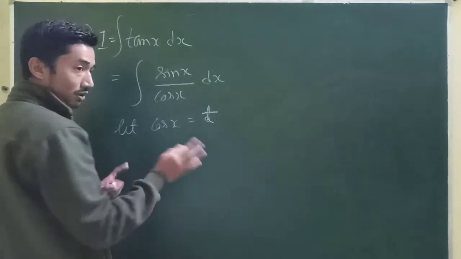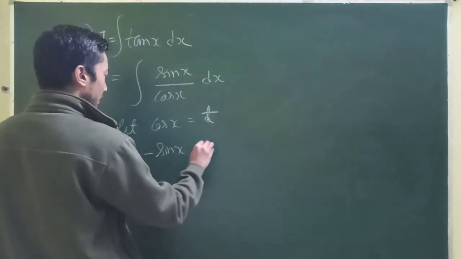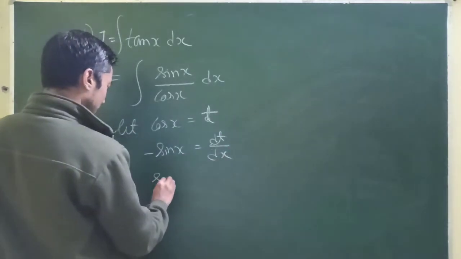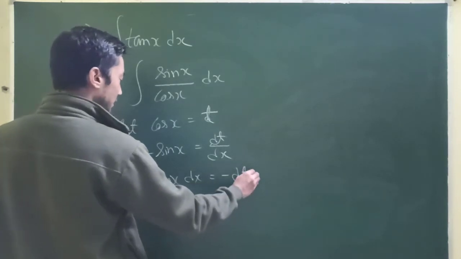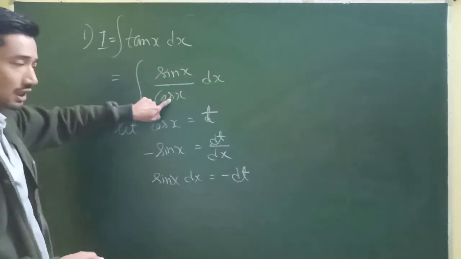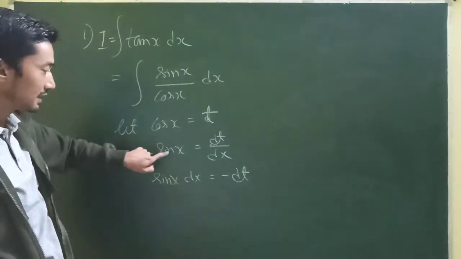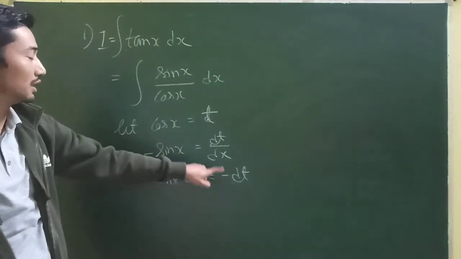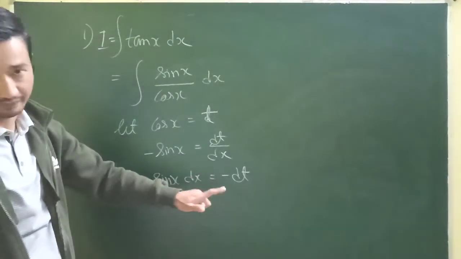Then I'll do directly: differentiating both sides, I'll have minus sin x dt by dx. So in that case, sin x dx is equal to minus dt. That's why I substitute cos x, because I knew that if I use cos x, I'll get sin x on the numerator. Sin x dx can be replaced as dt. Of course, we have a negative sign there.